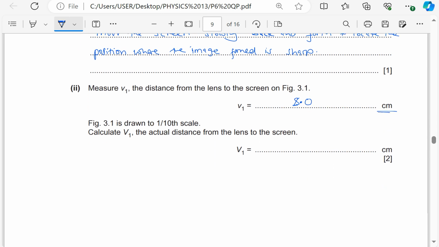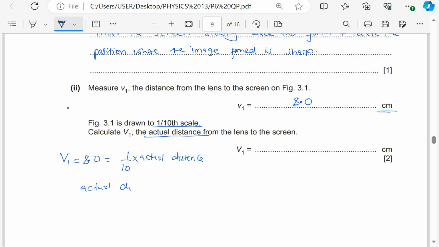Then the figure 3.1 is drawn to a tenth of a scale. What does that mean? It means the measurement we have got, V1, which is 8.0, must be 1/10 times its actual distance. So the question wants us to find the actual distance. If 8.0 is 1/10 of the actual distance, then the actual distance must be 8.0 times 10, which gives us 80.0, or simply 80 centimeters.